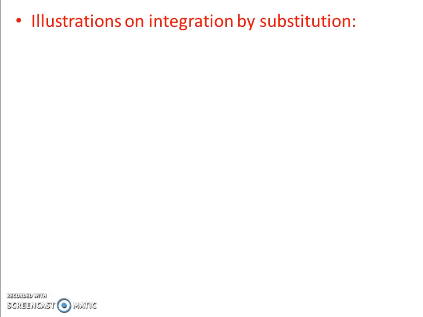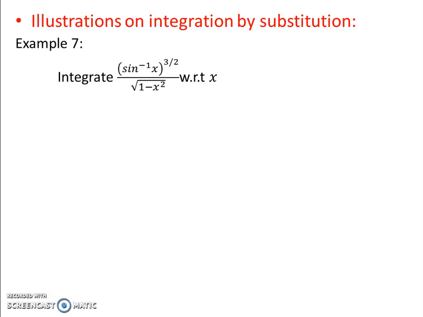Let us solve some examples on integration by substitution. Integrate sin inverse x raised to 3 by 2 divided by root of 1 minus x square with respect to x. Now this problem cannot be solved by the previous method. We cannot do it by the basic examples, because as it is a u by v rule, also it is sin inverse raised to 3 by 2, and we don't have anything for something raised to 3 by 2 if something is not linear. So here we have to use substitution, because if you observe sin inverse x, its derivative is 1 upon root 1 minus x square, which is present in the function.